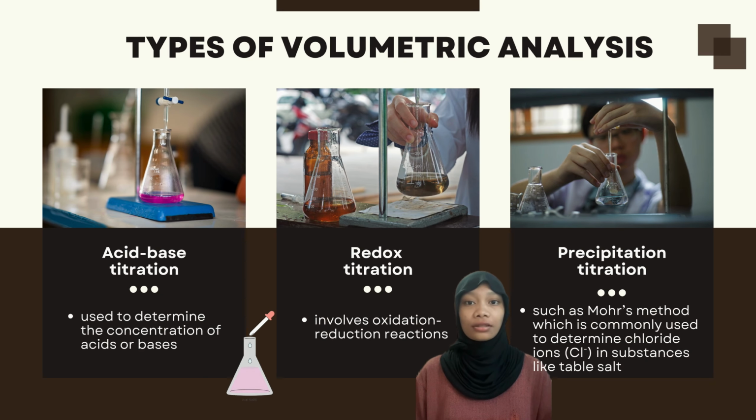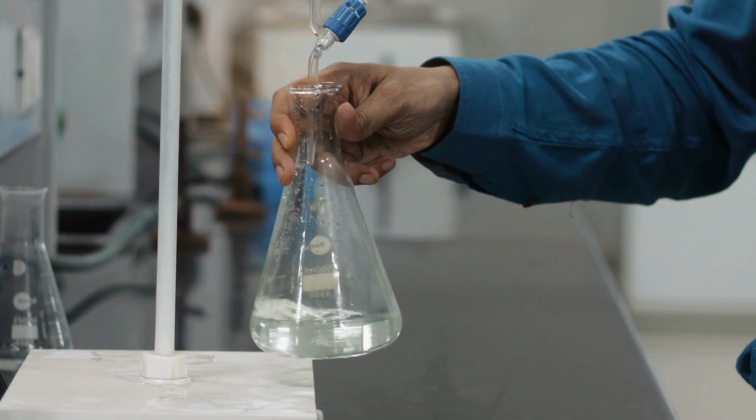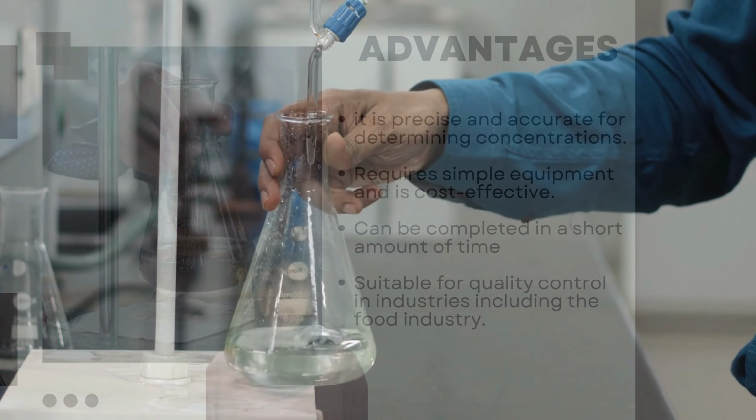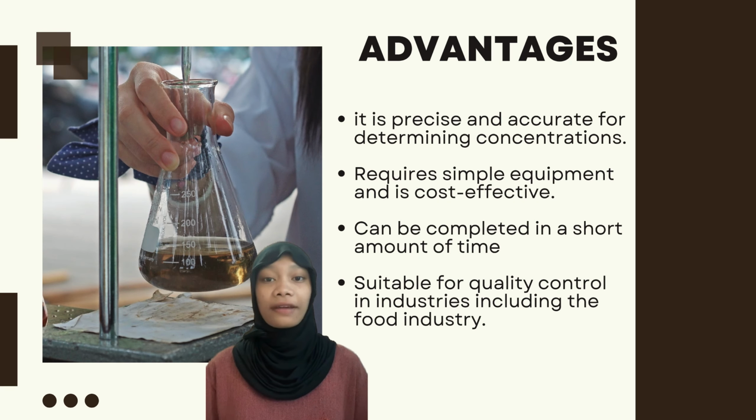There are several types of volumetric analysis. First, acid-base titration, used to determine the concentration of an acid or base. Second, redox titration, which involves oxidation-reduction reactions. And finally, precipitation titration, like the Mohr method, which is commonly used to detect chloride ions, such as the salt we find in food.